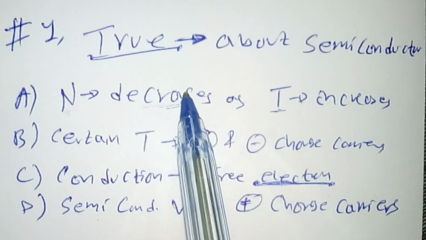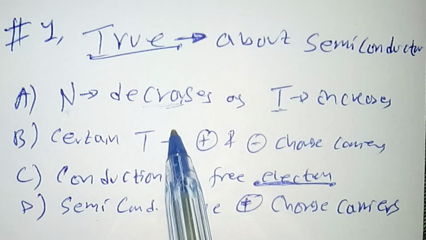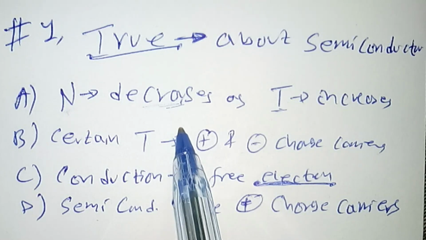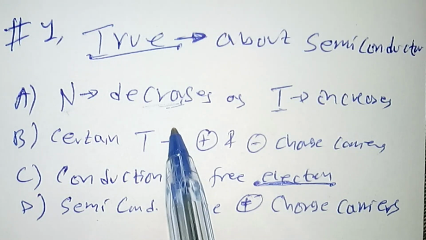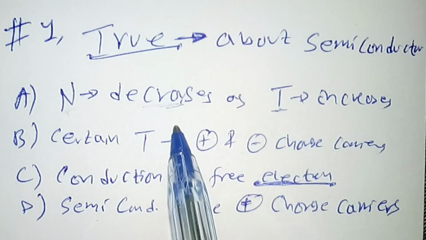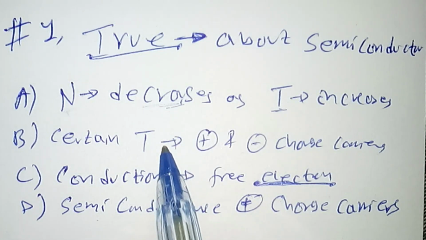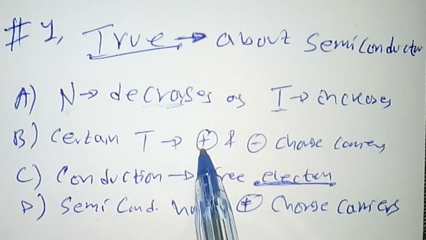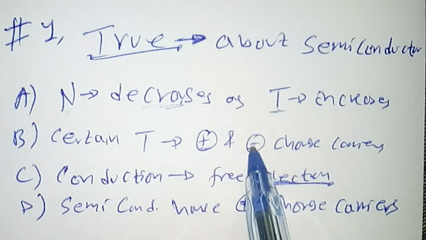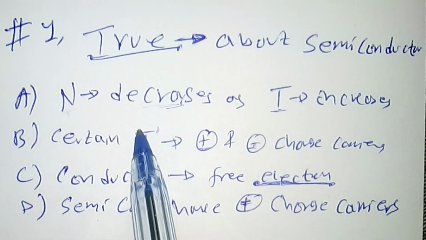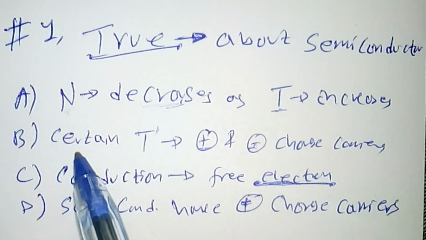Alternative B says, at a certain temperature, semiconductors have both positive and negative charge carriers. In a semiconductor, with increasing temperature, electrons gain enough energy to jump from the valence band to the conduction band, creating free electrons, the negative charge carriers, and holes, the positive charge carriers. Therefore, at a certain temperature, both types of charge carriers are present. So this statement is true.